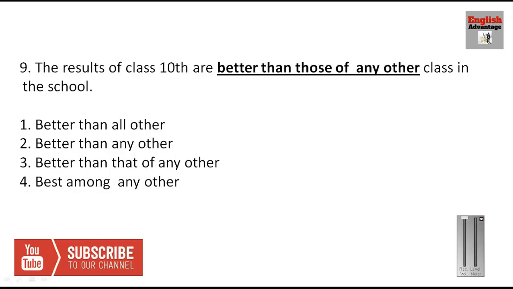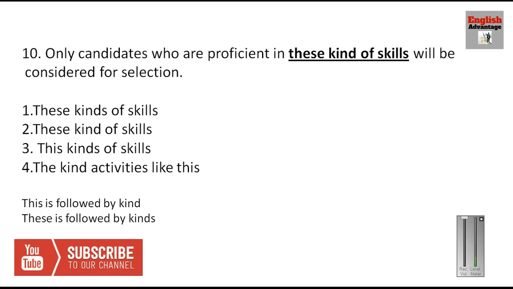The result of class 10th, are, is correct here because this result is plural. So this are is correct here: better than those of any other class in the school. We are comparing the result of class 10th with the result of any other class in the school. So this sentence is correct and doesn't require any improvement. I haven't written it here, but in the exam your answer should be 5, that is, no correction required. Now let us see the next sentence.